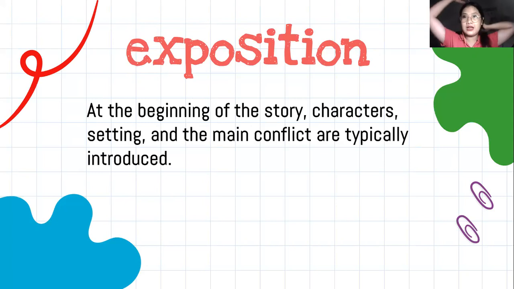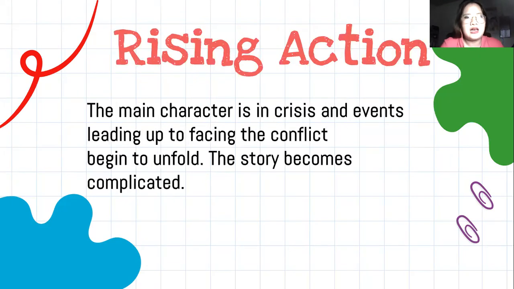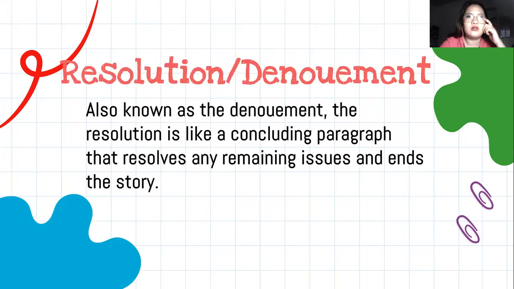So, papakilala kung halimbawa, sino si main character, saan siya nakatira, sino yung mga kaibigan niya, magbibigay na rin ng hint kung ano yung mga potential na problem na kaharapin niya. Next is rising action. Yes, the rising action, as I've mentioned earlier, yung pataas.